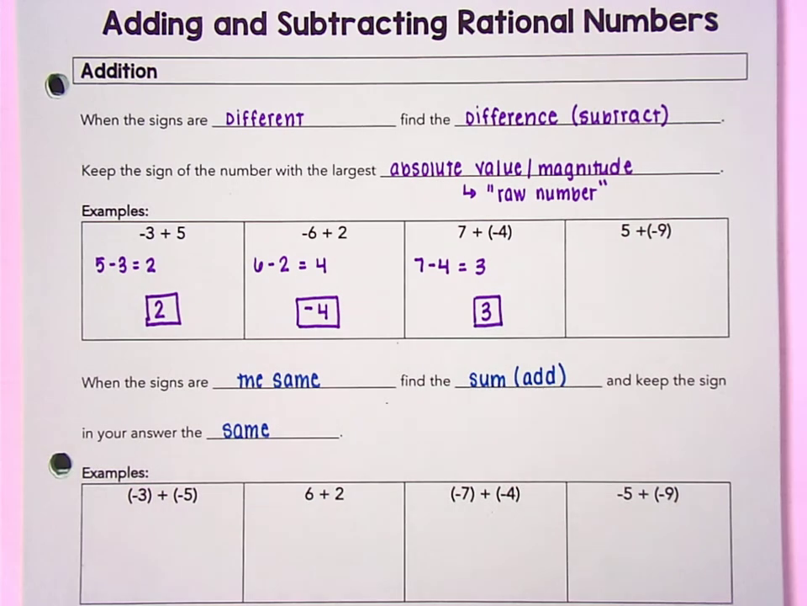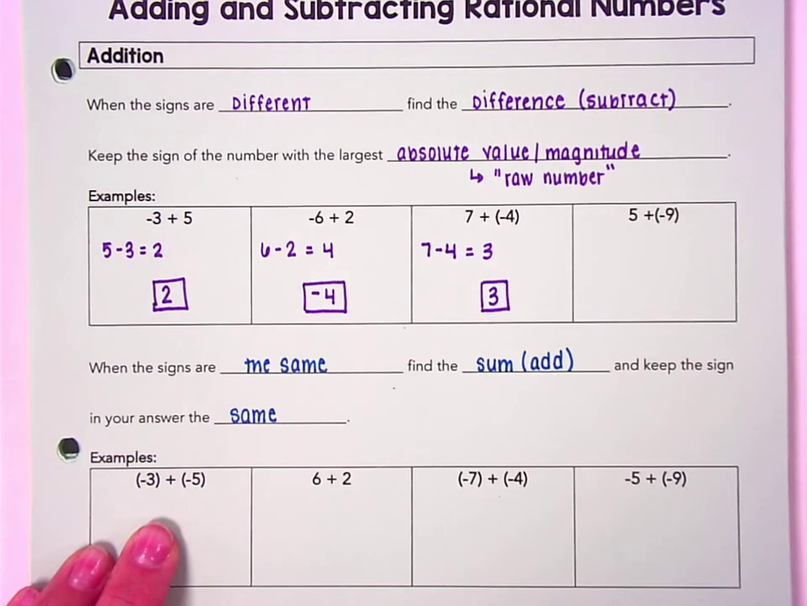Now we're going to take a look at another type of addition problem where the signs are the same. So this means we're adding two negative numbers together, or we're adding two positive numbers together. So when the signs are the same, we're going to find the sum, which means we're going to add, and we'll keep the sign in our answer the same. So the nice thing is we can add as we normally would.